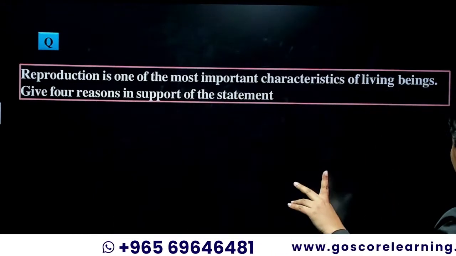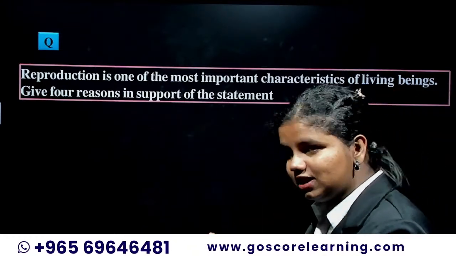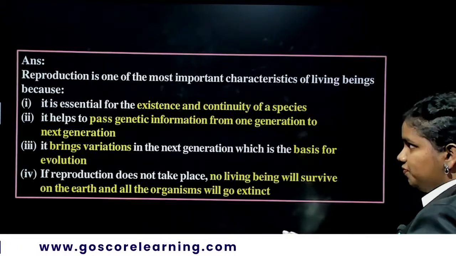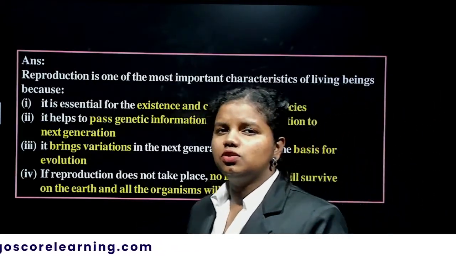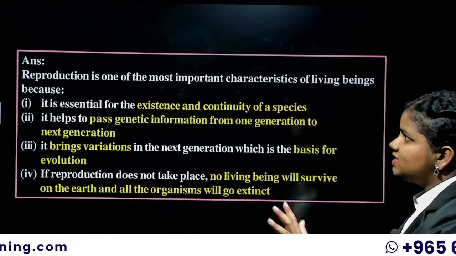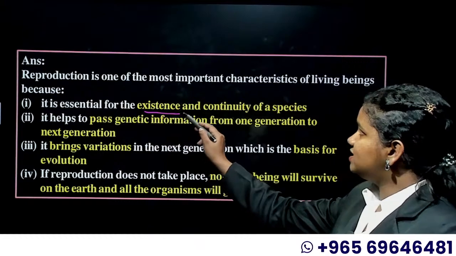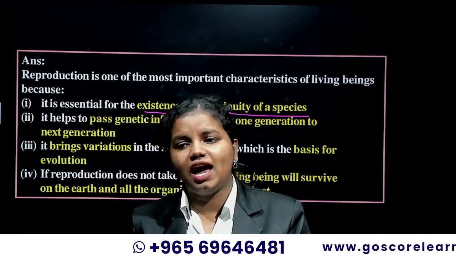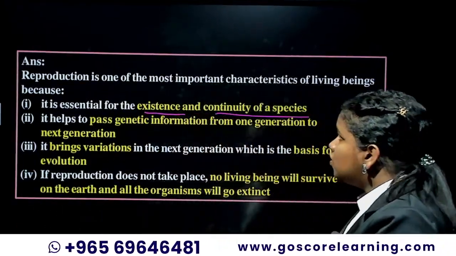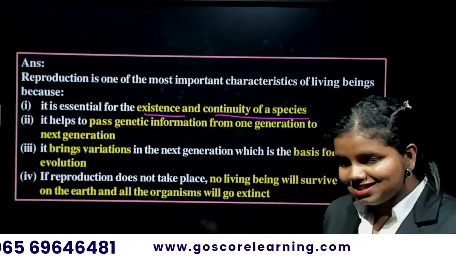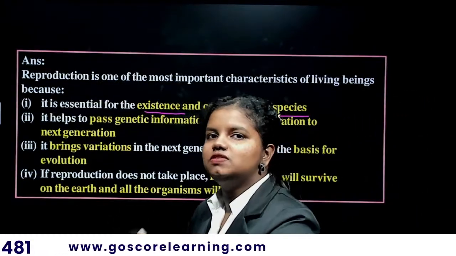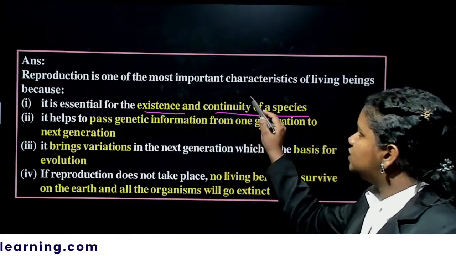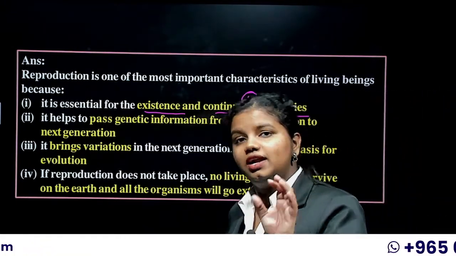So they have asked for reasons, and they have actually asked specifically for 4 reasons. If such a question comes, this is how you can answer it confidently. Make sure these points are included in one way or the other. The first and most important point should be existence and continuity of a species. As long as a particular animal or a plant keeps reproducing, it is never going to get extinct. That is, the species keeps going one generation after another, and it will be in continuity. So continuity of species is the first and most important point regarding reproduction.